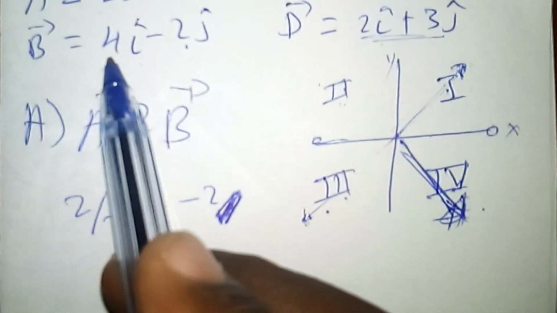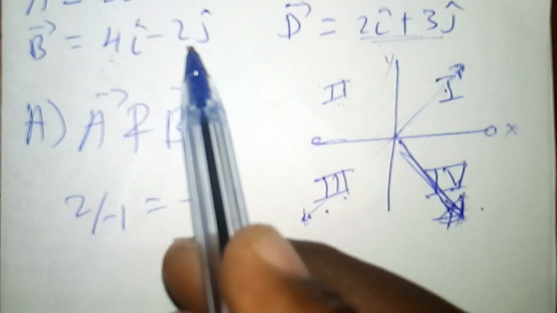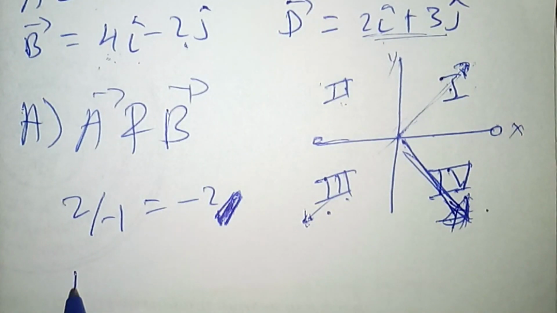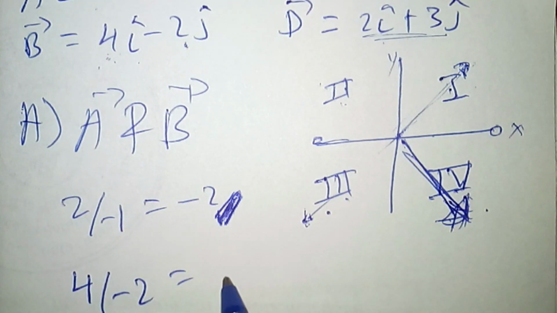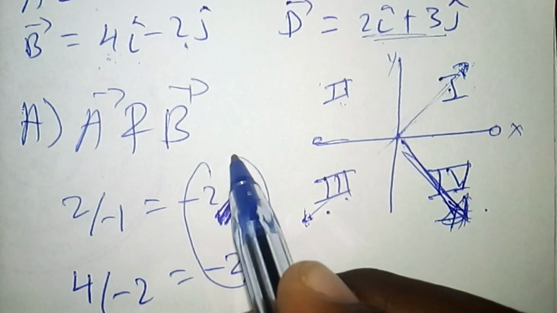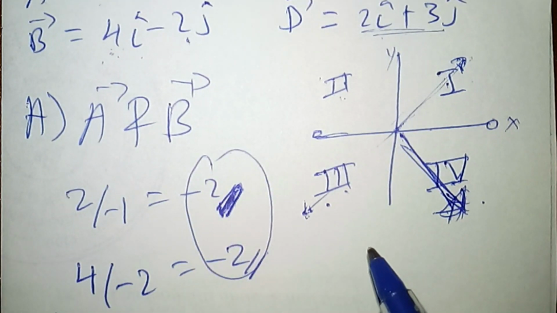So let me check the ratio of the components of vector B, that is 4 divided by minus 2. I immediately get negative 2. That means since the ratios of the components of vectors A and B are equal, by inspection A and B are collinear with each other.